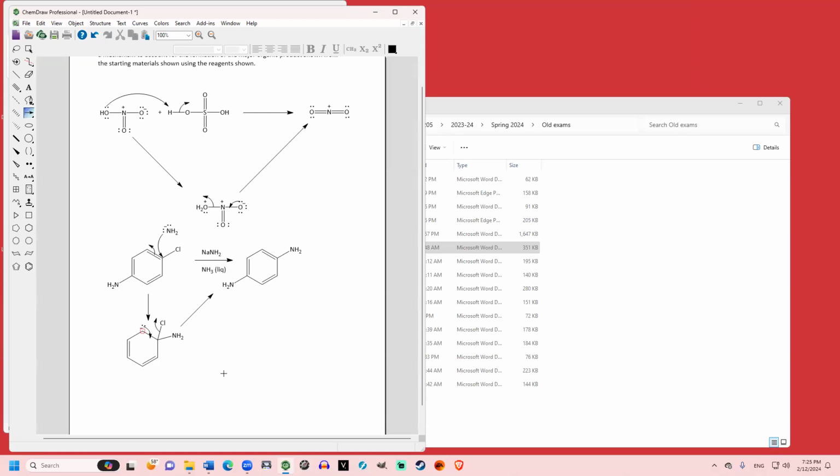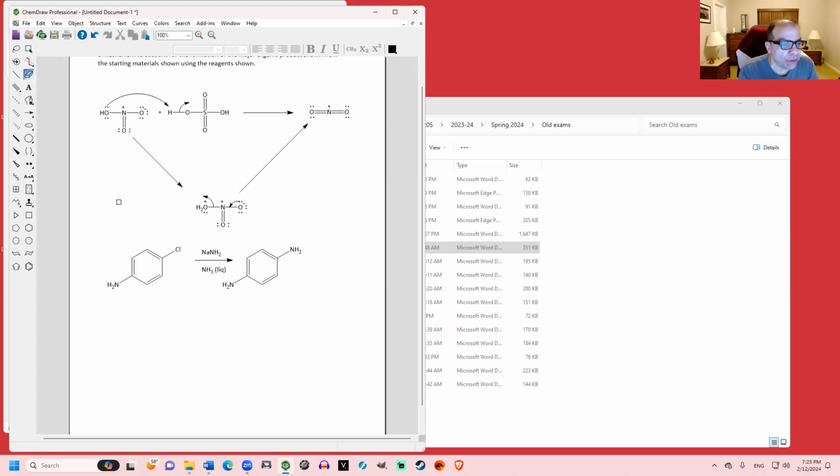Was the second one not a benzyne reaction? Wait a minute. You're right. It is a benzyne reaction. Yeah, the answer key is a way different answer. Sorry about that. It is a benzyne reaction. And the way you know it's a benzyne reaction is because the group attached to the aromatic ring is not electron withdrawing. So that's my mistake.